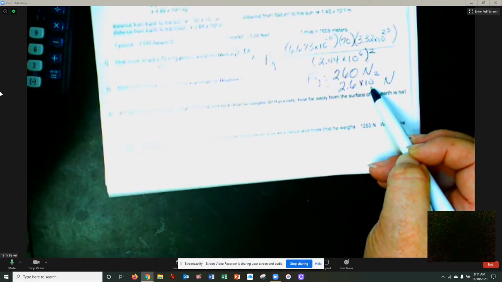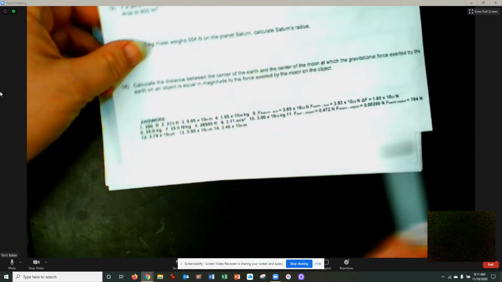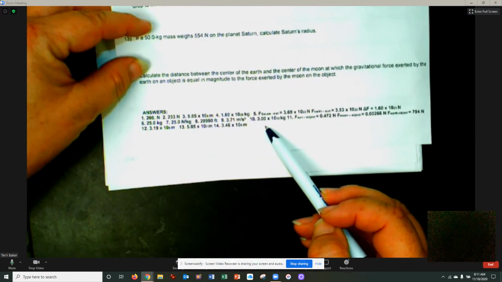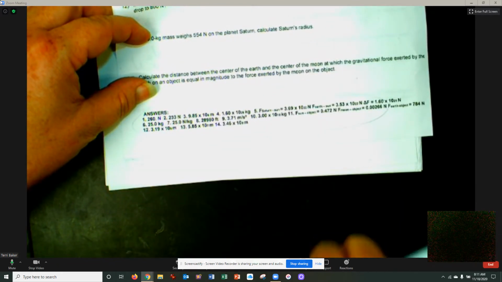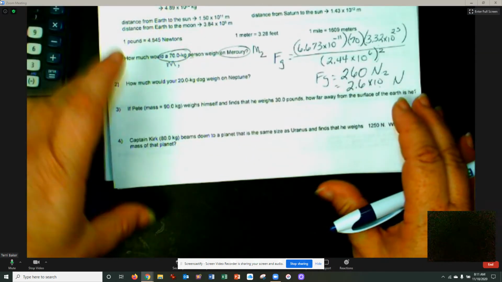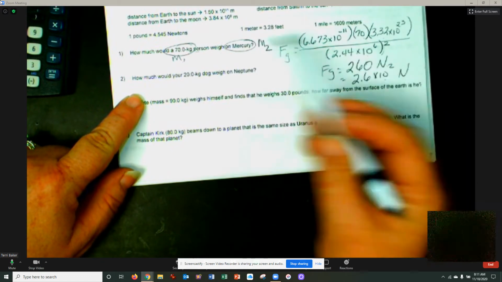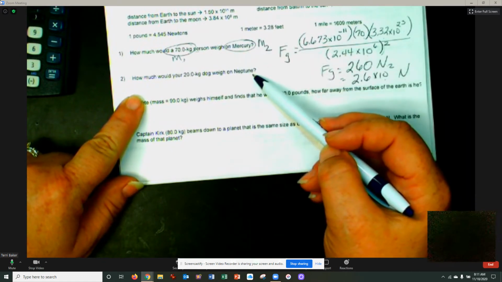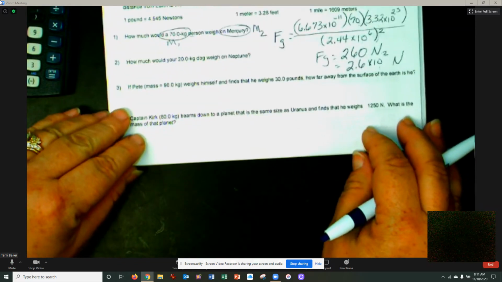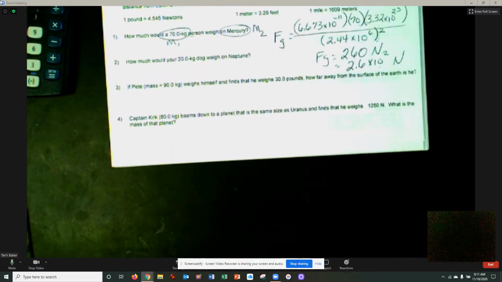Now, to see if you got it correct, the answers are on the back. I give these answers so you will know if you're inputting it correctly, because it's a lot of numbers. Number 2 is worked just like this, but instead of Mercury information, you put in Neptune. Now, I'm going to go ahead and work number 3.